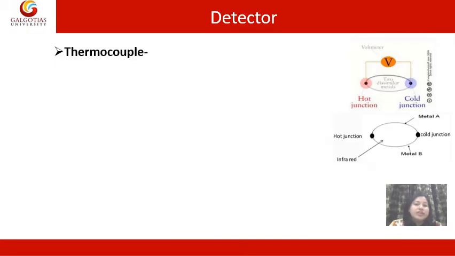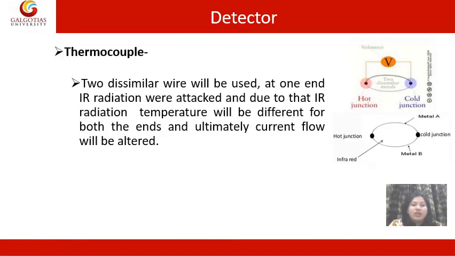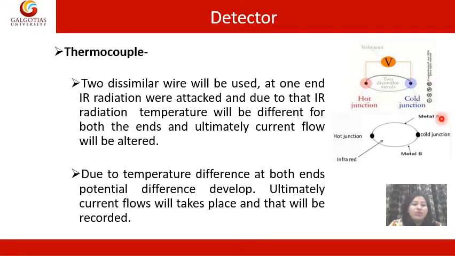Next detector is thermocouple. Two dissimilar wires are joined at one end. IR radiation is attached, and due to that IR radiation, temperature will be different at the two ends and ultimately current will be altered. Due to the temperature difference at the two ends, potential difference develops and ultimately current flow will take place that will be recorded.